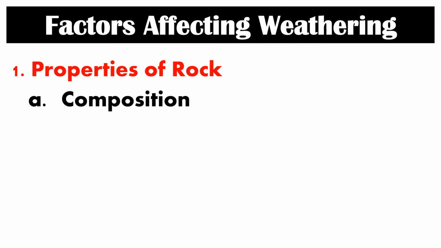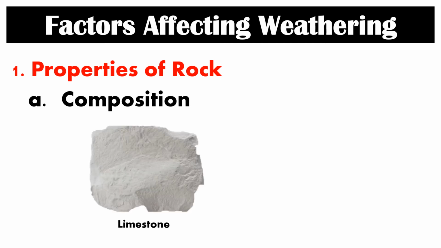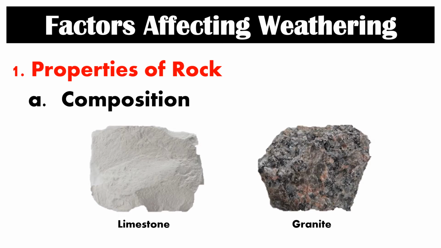O kaya naman, merong mga rock na madaling maapektuhan ng acid, like your limestone. If we will compare it with granite, mas less yung rate ng weathering sa granite. It is because dahil sa composition nito, dahil yung limestone mo ay gawa sa calcium carbonate, yung granite naman ay gawa sa different materials. So, mas madaling maapektuhan ito ng acid rain.